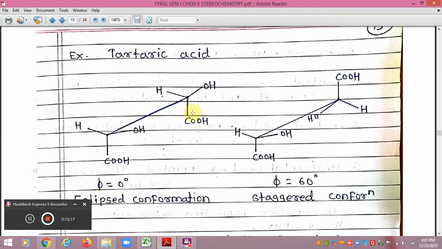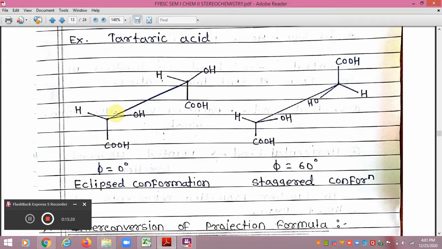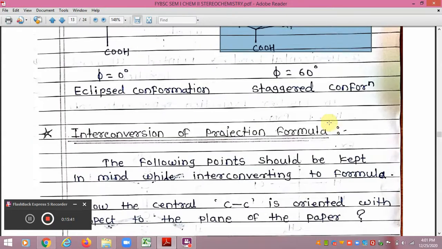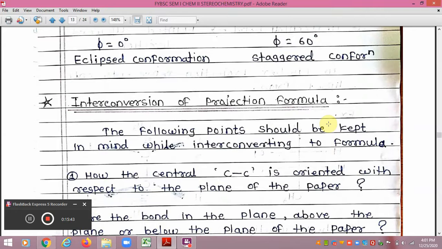Now this is tartaric acid, in which two asymmetric carbons are attached to OH, COOH and H, and this is the eclipsed conformation of tartaric acid. If this carbon-carbon single bond is rotated by 180 degrees, then we get this conformation in which the relative angle between the substituents is 60 degrees. So this is the staggered conformation. In this way we are able to convert one conformation into another, one projection formula into another projection formula of the same molecule.